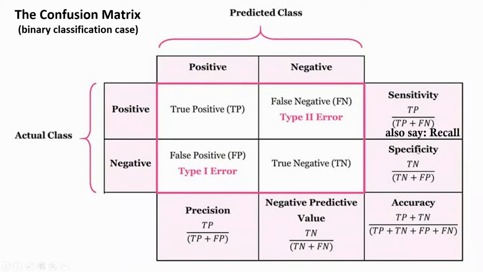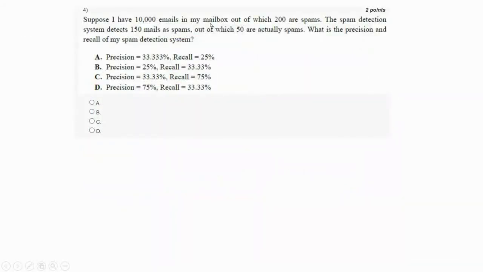Well explained. Okay. So this is your fourth question in your first assignment. You have 10,000 emails in your mailbox, out of which 200 are spams, right? Now your detection system detects that there are 150 mails as spam. See, this is your detection, your prediction, whereas these are your actual spams, right? Now your prediction detects these as spams, out of which actually only this number are spams. So what is the precision and what is the recall?